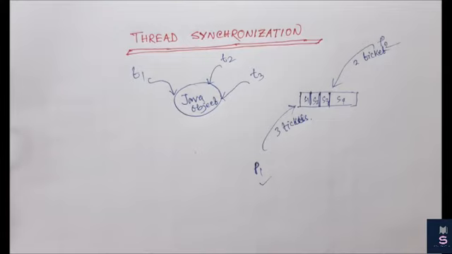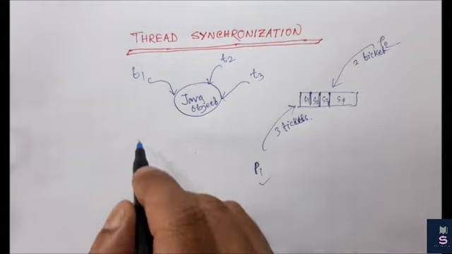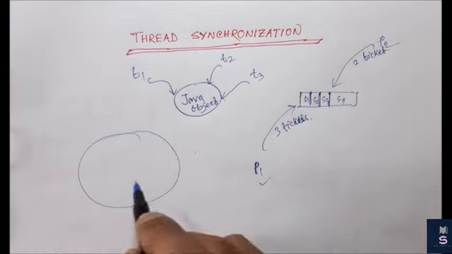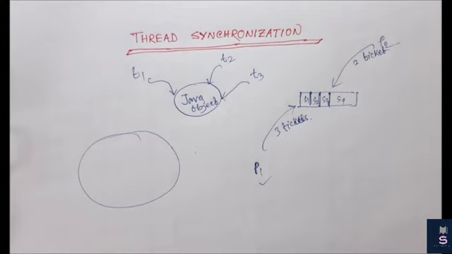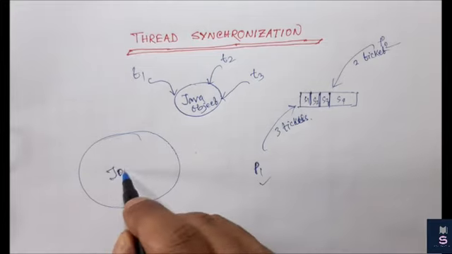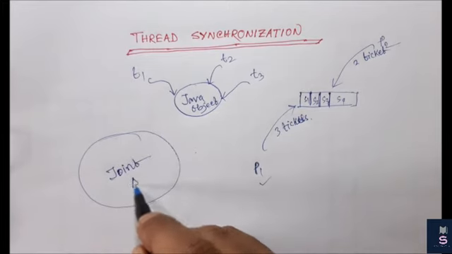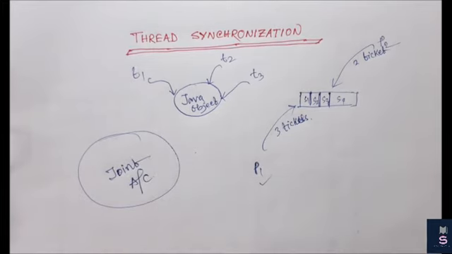You can consider another example. Let's consider we have a joint account. In daily life we have seen that a husband and wife have a joint account. Suppose the wife is trying to withdraw some money by using an ATM card. So this is my joint account, and the wife is trying to withdraw some money by using the ATM card.